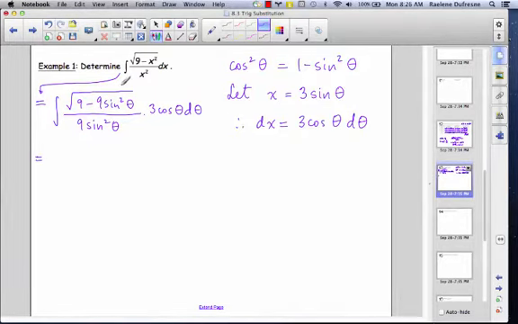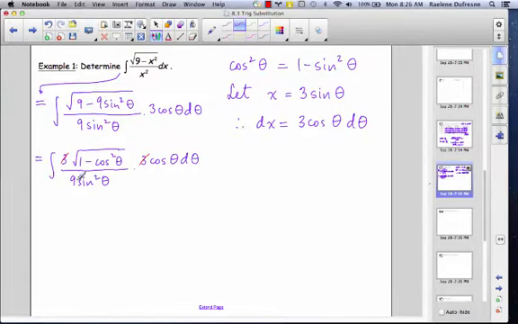In the numerator, we can factor out a 9 as a 3, and then we are left with the square root of 1 minus cosine squared theta, all over 9 sine squared theta, times 3 cosine theta d theta. We can reduce the 3 times 3 in the top with the 9 in the bottom.